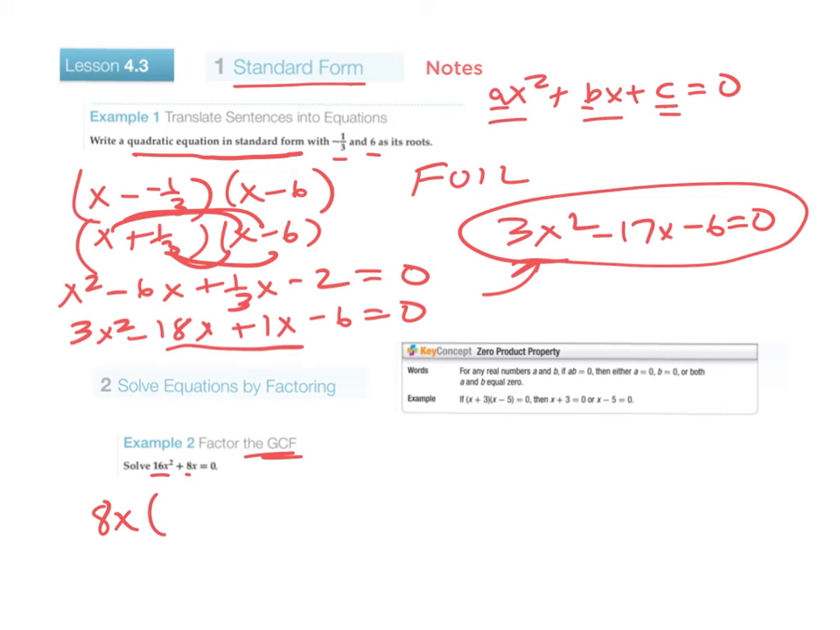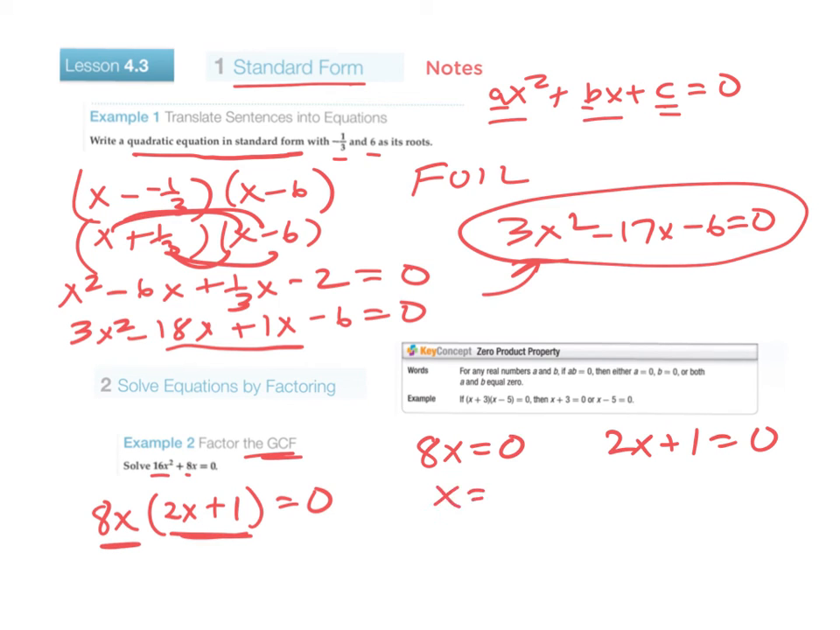8x factored out of 16x squared is 2x, and 8x factored out of 8x, and factored means division, I get 1, and so I get that equal to 0. So now I have two roots that I could set equal to 0 and solve. So I can go 8x equals 0 and solve that one, and I have 2x plus 1 equals 0. So each of the roots, this is a root and this is a root, equal to 0 and solve.